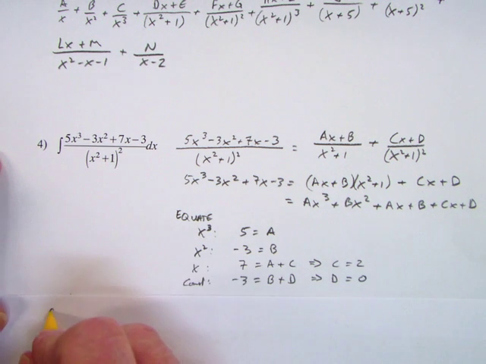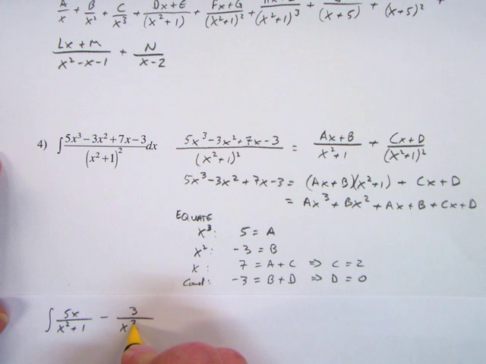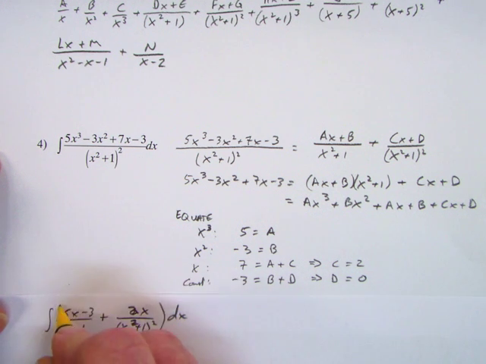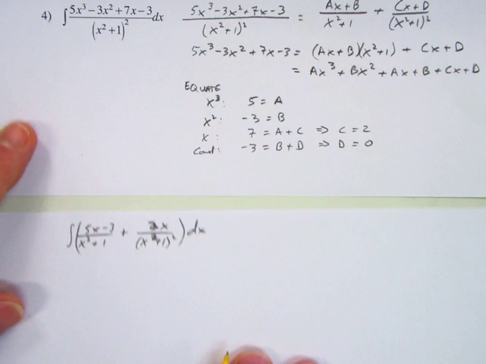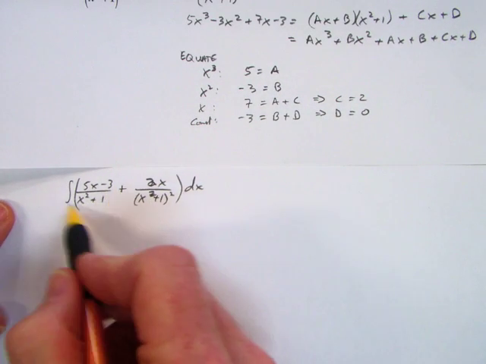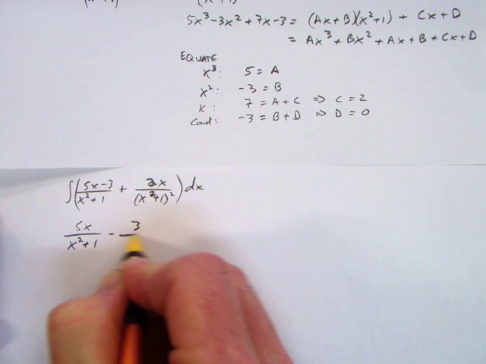So this thing now becomes the integral of 5x minus 3 over x squared plus 1, plus 2x over x squared plus 1 quantity squared, and then I have dx. Recall we've done integrals like this before. What we want to do is split this up. I was going to do it immediately, but thought that's probably not the best thing to do.